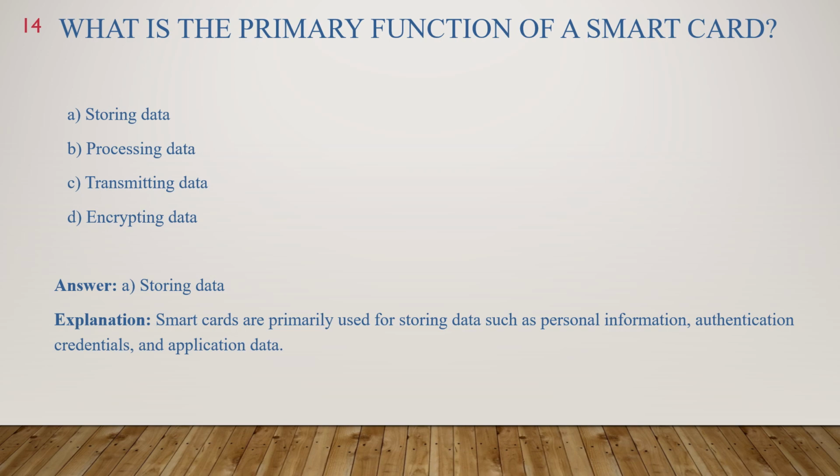Option B. Processing data is incorrect because while smart cards can perform some processing tasks, such as authentication and verification, their primary function is not to process data. Option C. Transmitting data is incorrect because smart cards are not primarily designed for transmitting data. They are more focused on securely storing and accessing stored information. Option D. Encrypting data is incorrect because while smart cards can use encryption techniques to secure the stored data, their primary function is to store data rather than specifically encrypting it.